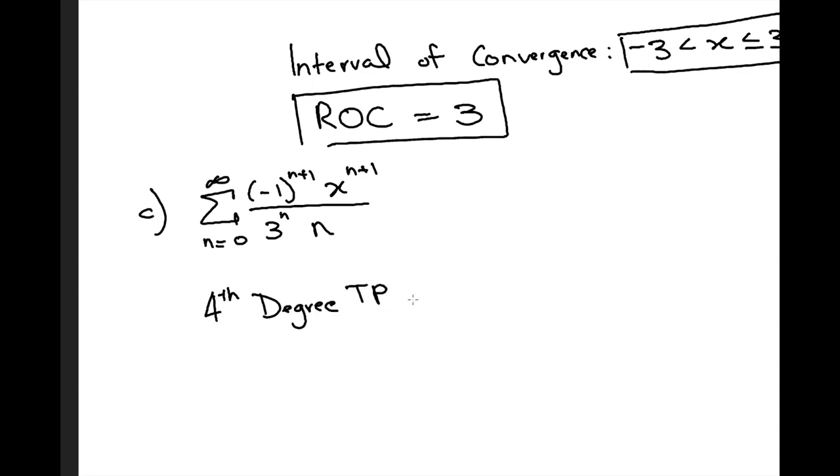A fourth degree Taylor polynomial. This means that we have x to the fourth as our highest power. Notice here though that we have an x to the first term in this summation here, right? We have an x to the n plus 1. So really, this fourth degree Taylor polynomial corresponds to the third term in our series. Why is that important? Well, you'll see in just a second.